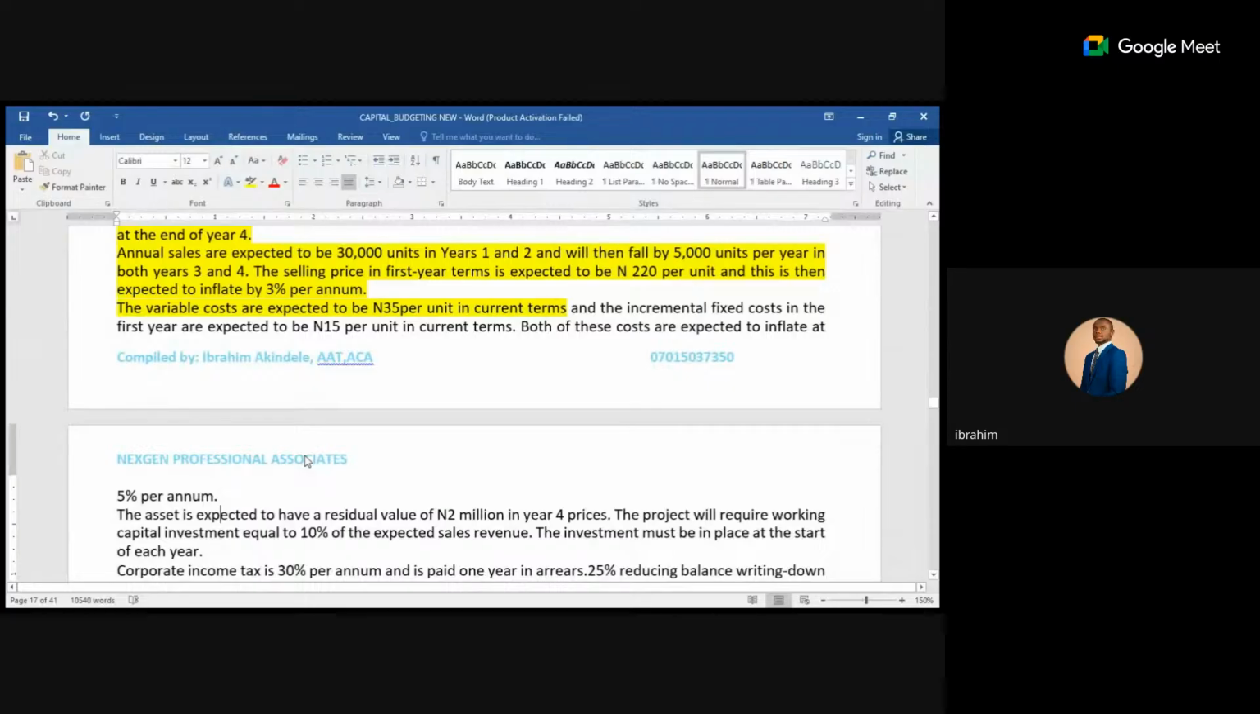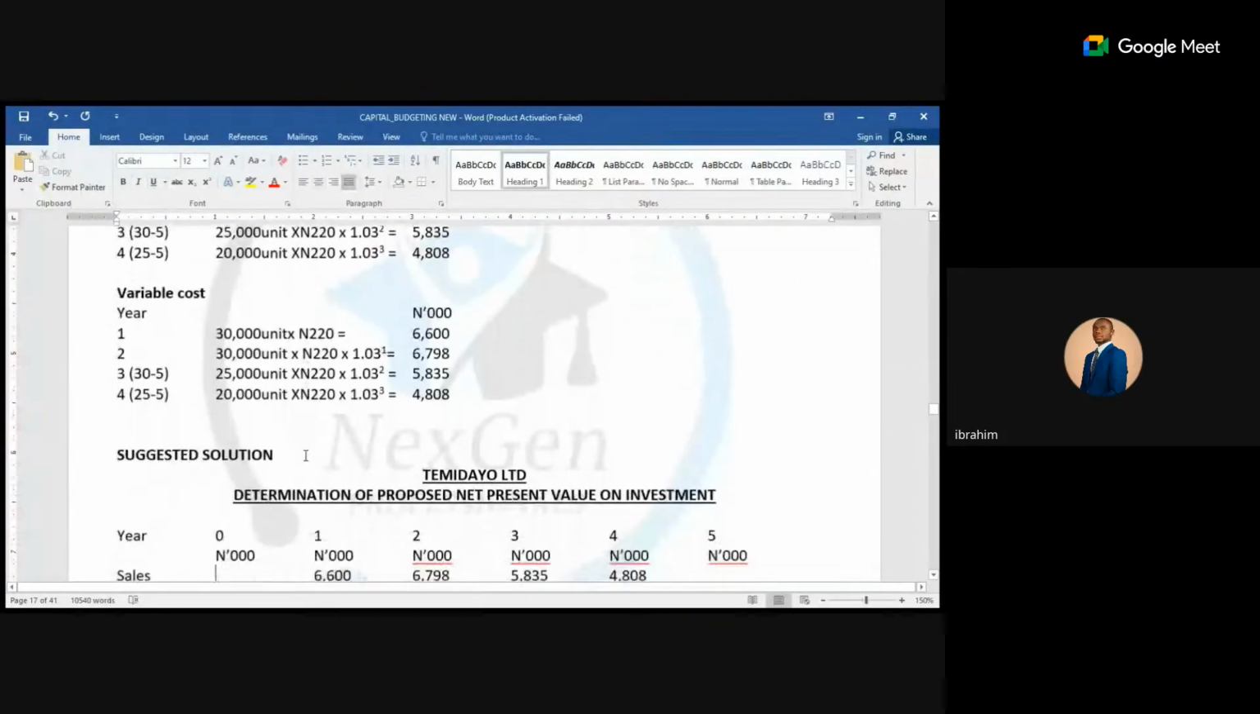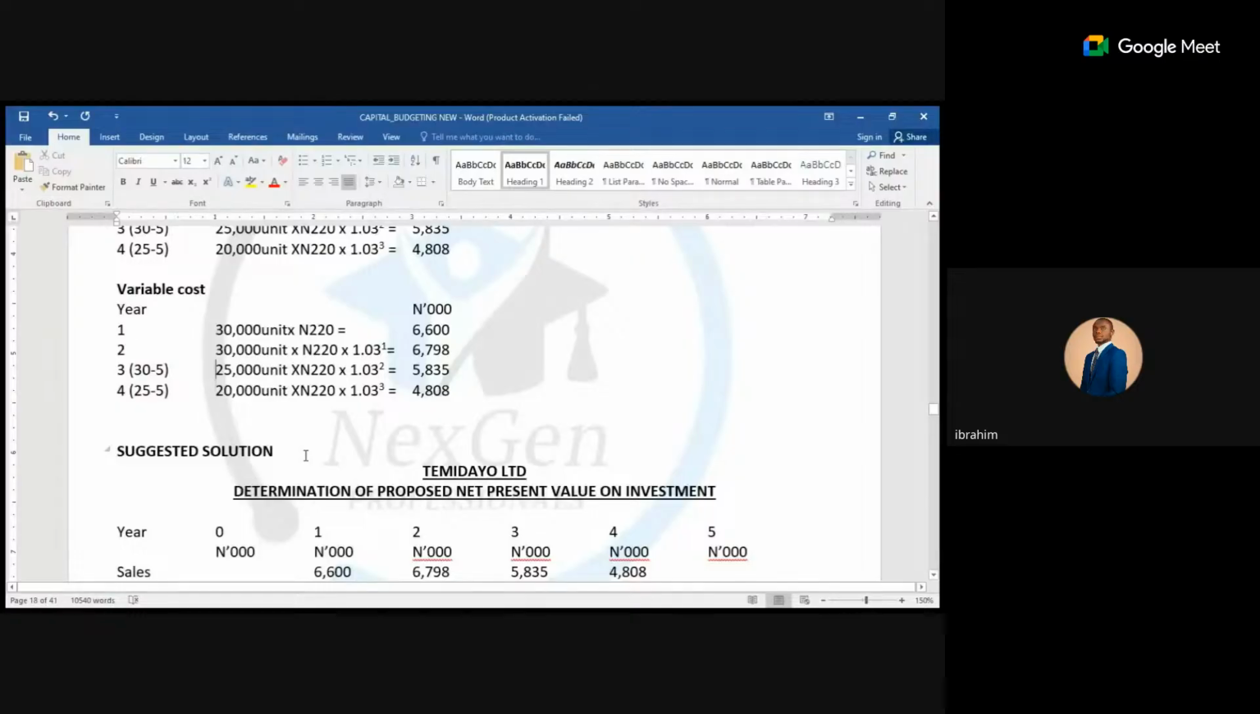35 naira per unit. And they did not state anything about the first year for the variable cost. This 35 now, right? Yes. Okay, so what do we have? 105. Both are to increase by how many percent? 5%. So 1.05, right? Yes, raised to power 1.